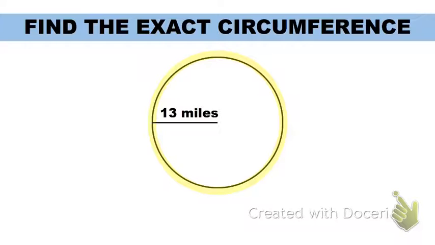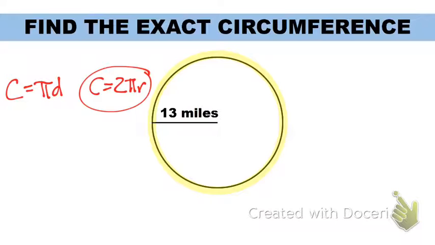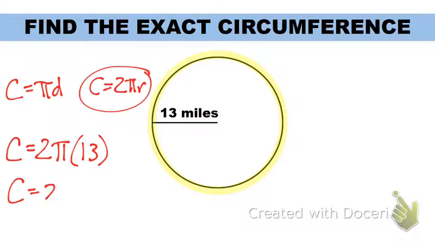This problem, they want the exact circumference. So we know we're going to use circumference equals pi times diameter, or circumference equals 2 times pi times radius. On this problem, they gave us the radius, so we'll use that formula. So our circumference will be 2 times pi times 13. So our circumference will be 26 pi.